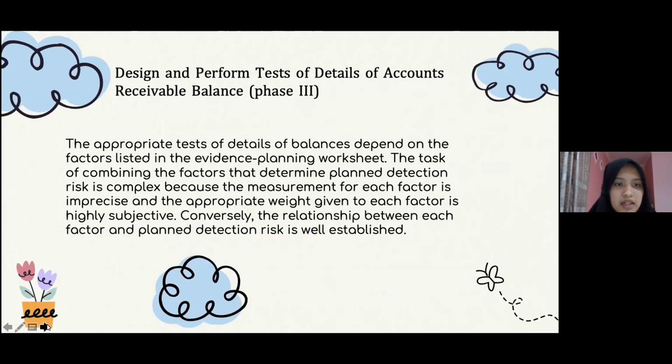Next. This is additional information about Phase 3, designing and performing tests of details of balance for accounts receivable. The appropriate tests of details of balance depend on the factors listed in the evidence planning worksheet. The task of combining the factors that determine planned detection risk is complex because the measurement of each factor is imprecise and the appropriate weight given to each factor is highly subjective. Conversely, the relationship between each factor and planned detection risk is well established. That's all my part.